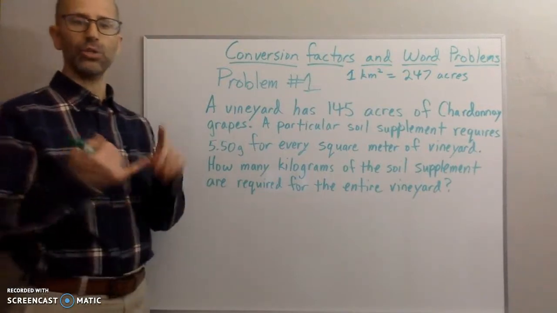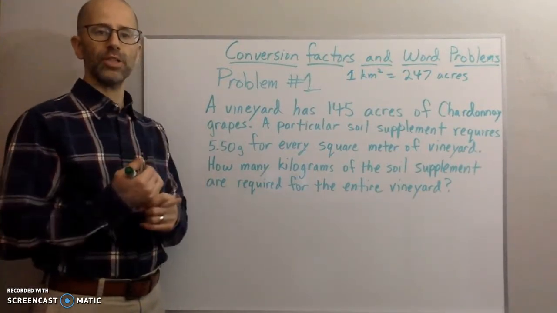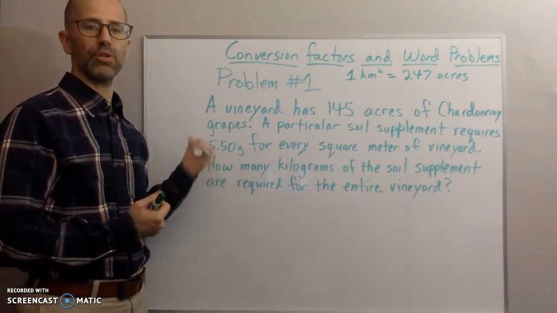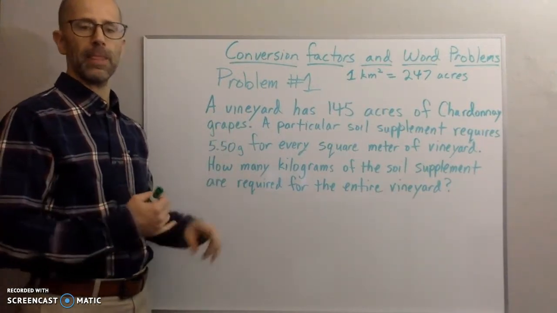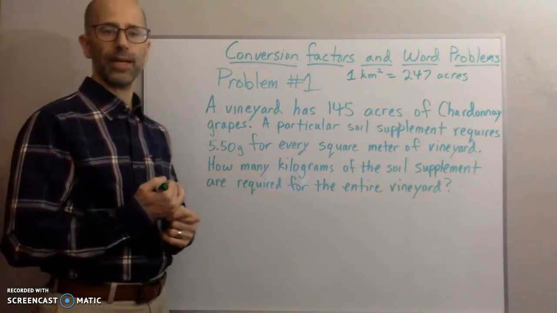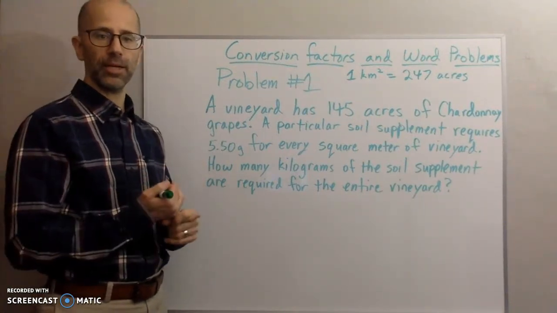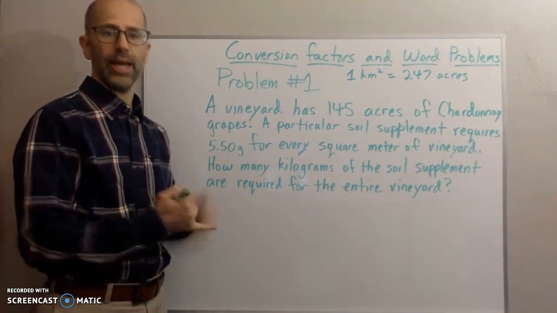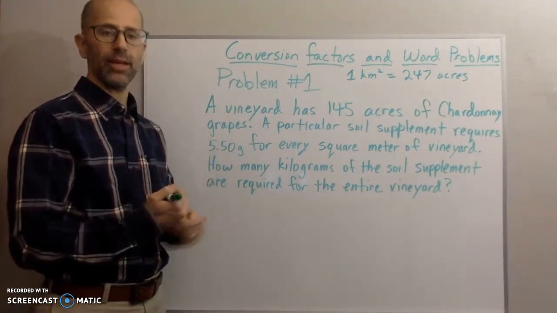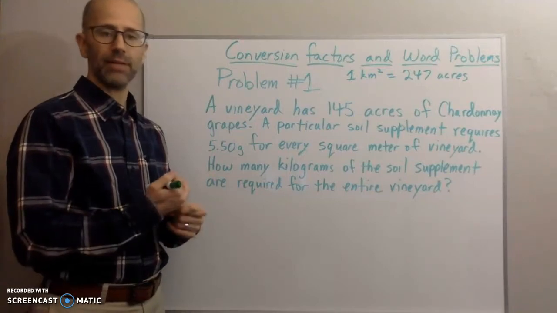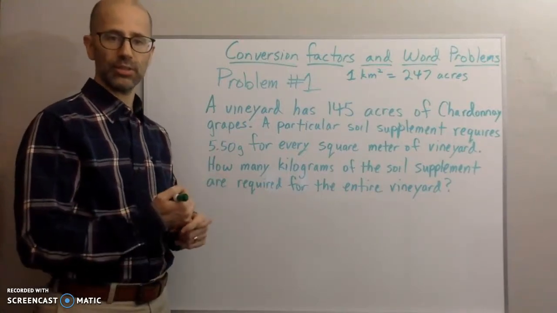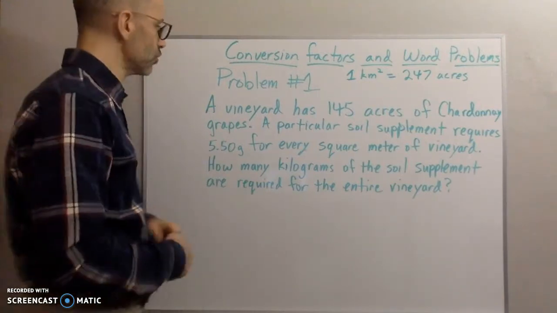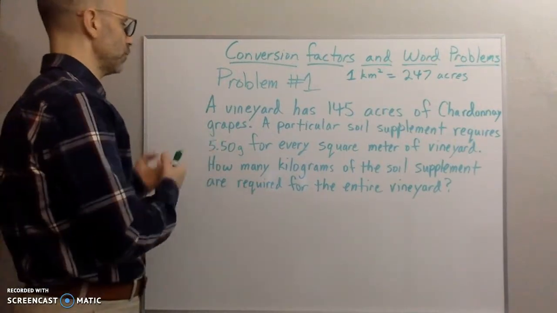So again, two things you want to do. First thing you want to do is pull out the information they're giving you, the relationships that you can use as conversion factors. And the second thing you want to find out is where you are going to begin and where they want you to end. 99 times out of 100, it's in the question. The question itself will tell you where to end and where to begin. So let's pull out the information.